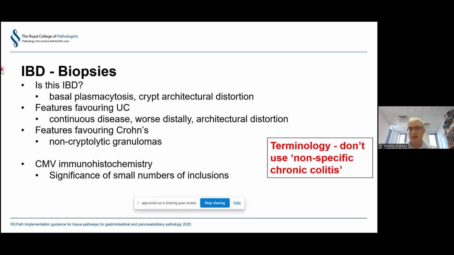I think a couple of clinically important pickups in terms of terminology: terms such as non-specific chronic colitis or non-specific colitis or chronic colitis should be avoided, as they don't convey clinically useful information. And again, if there is either a suspicion on the H&E section or a clinical query, then CMV immunohistochemistry may be performed. And again, if very small numbers of inclusions are demonstrated, these are probably of dubious clinical significance. So again, important to make appropriate clinico-pathological correlation.